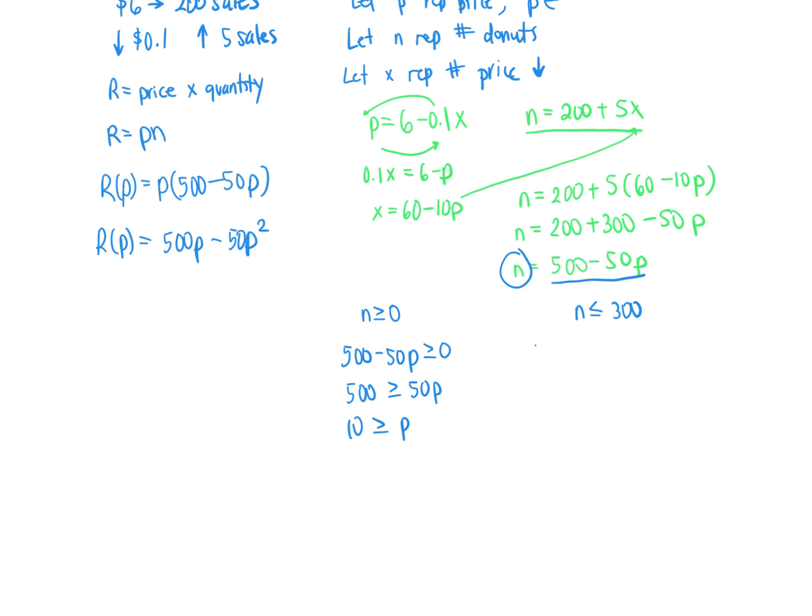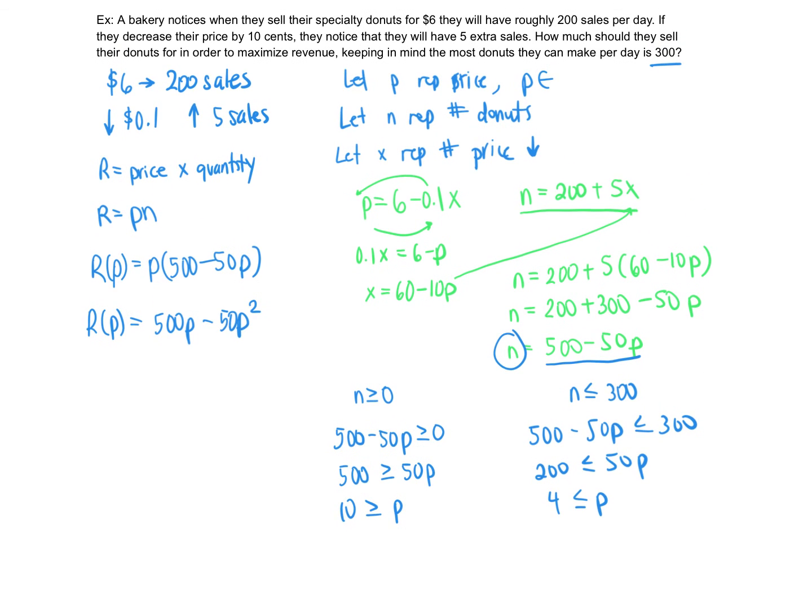Okay, so I have my upper limit. For my lower limit, N, so 500 minus 50p, has to be less than or equal to 300. I'm going to do some rearranging here, divide by 50, and I get that my price has to be greater than or equal to 4. So we will use these as our test values when we're ready. But now we have our restrictions. Let's get going with that derivative.